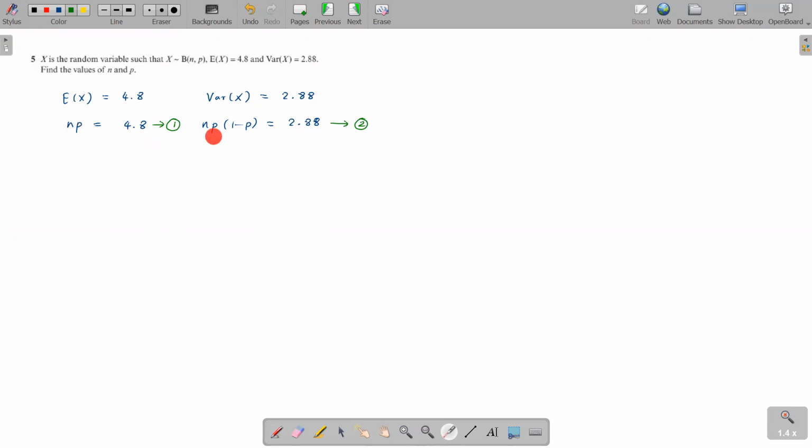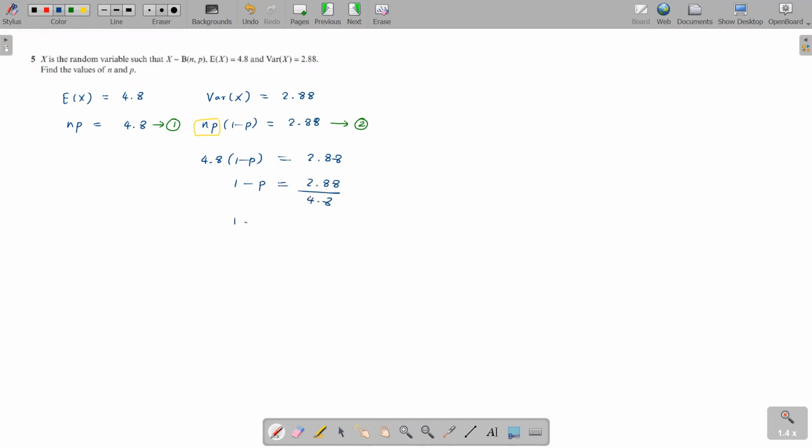np is 4.8, or if you want, you could divide the two equations. That's also another option, so any of these is okay. So you can take the entire value of np and substitute it over here. So np is 4.8 times 1 minus p equals 2.88. So 1 minus p equals 2.88 divided by 4.8.